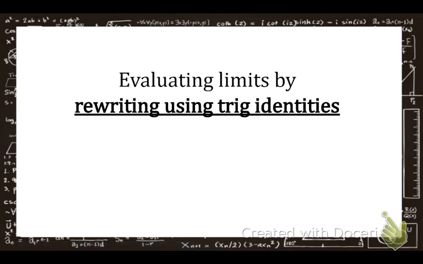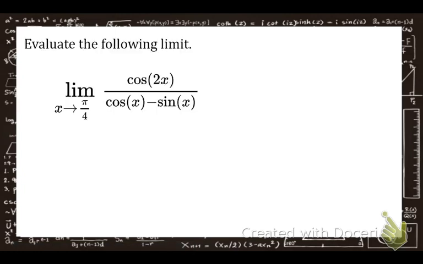Another strategy we learned was rewriting our problem using trig identities. For example, here using the double angle identity, we could have rewritten this. In this example, we are able to use L'Hopital's rule as well, since when we plug pi over 4 in, we get 2 times pi over 4, which is pi over 2, and cosine of pi over 2 is 0. And then on the bottom, cosine of pi over 4 minus sine of pi over 4 is also 0. So we could have used L'Hopital's rule for this as well.